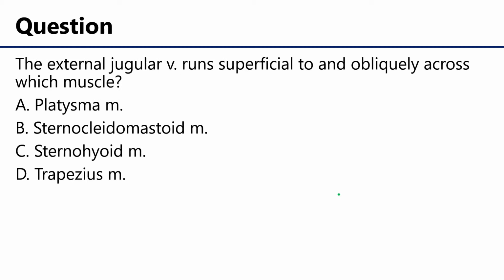So that brings us to our assessment question, and that is, the external jugular vein runs superficial to and obliquely across which muscle? Is it platysma? No, that's going to be superficial to the EJ. Is it sternocleidomastoid? Yep. Sternohyoid? No, that's going to be medial to it. Trapezius? No, that's the posterior neck. So the correct answer is sternocleidomastoid muscle. Thank you so much for your time, and I look forward to talking to you in the next video.